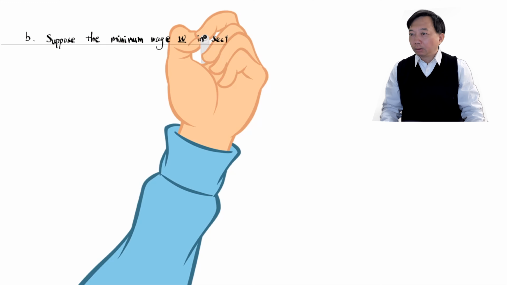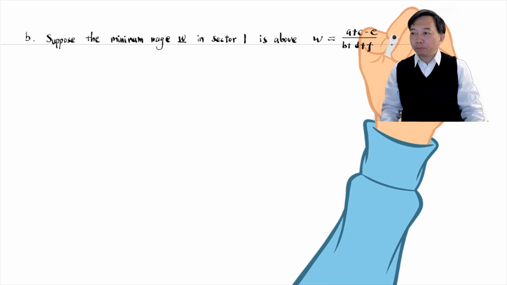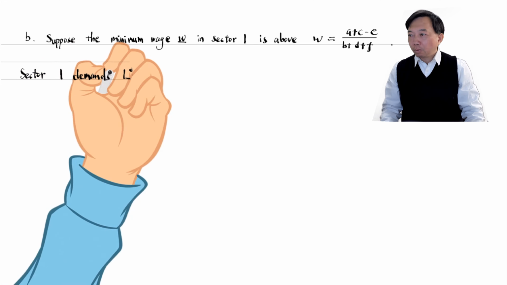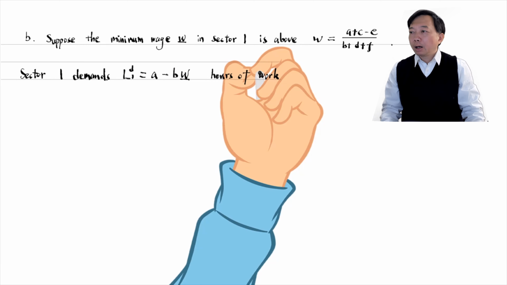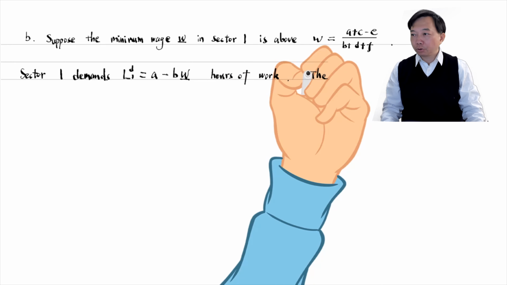Suppose the minimum wage W underscore in sector 1 is above the equilibrium wage. Sector 1 demands L1D hours of work. We can write the total labor demand function.